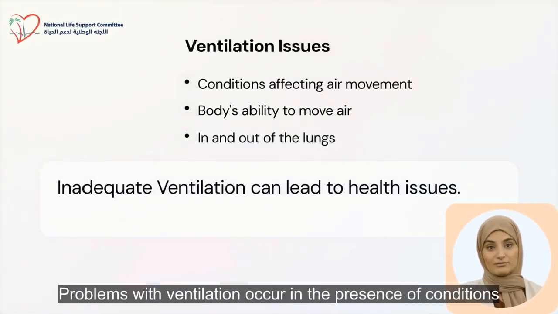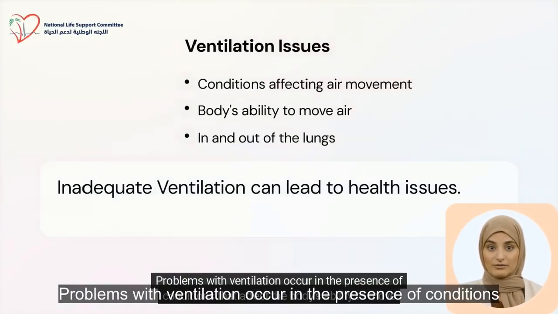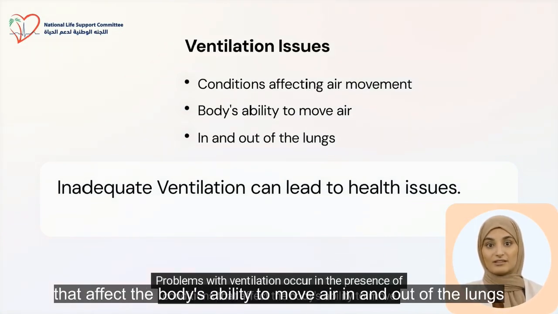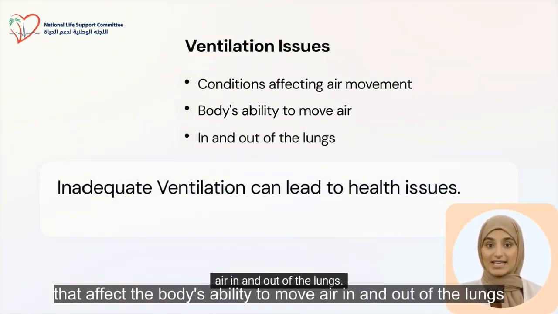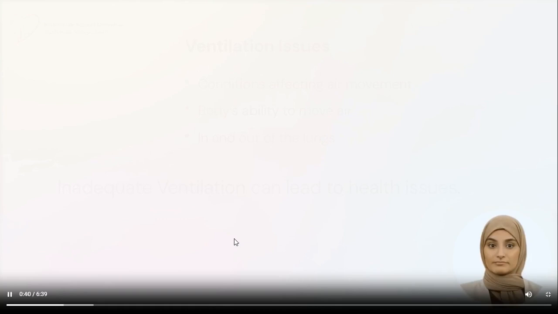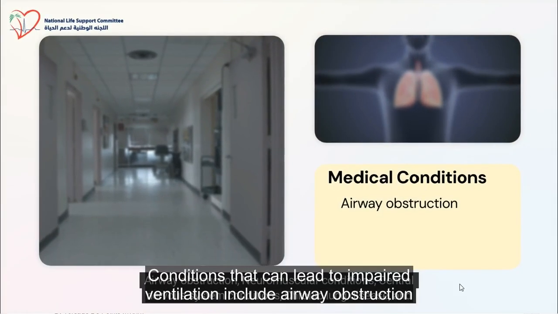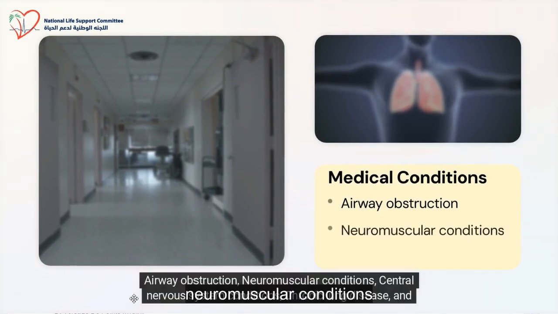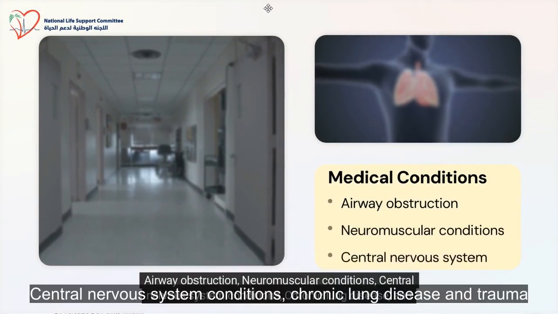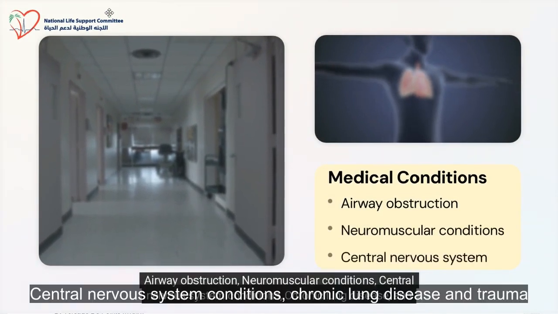Inadequate ventilation. Problems with ventilation occur in the presence of conditions that affect the body's ability to move air in and out of the lungs. Conditions that can lead to impaired ventilation include airway obstruction, neuromuscular conditions, central nervous system conditions, chronic lung disease, and trauma.